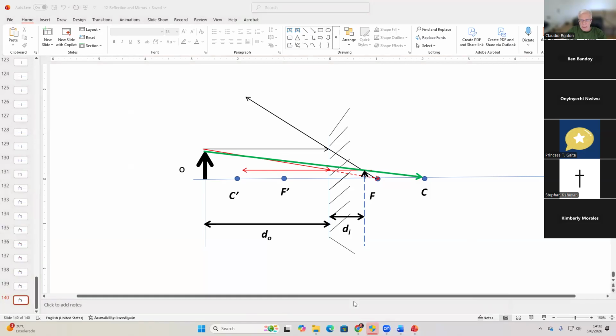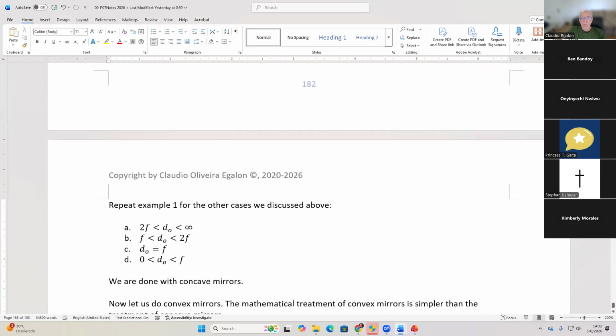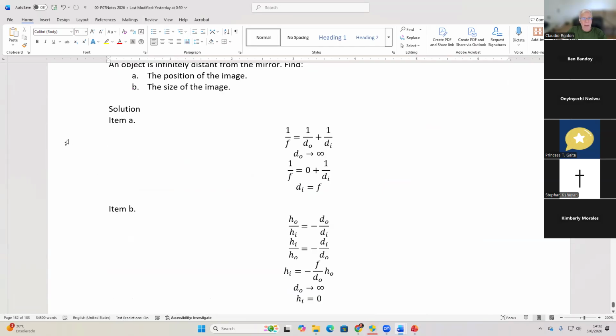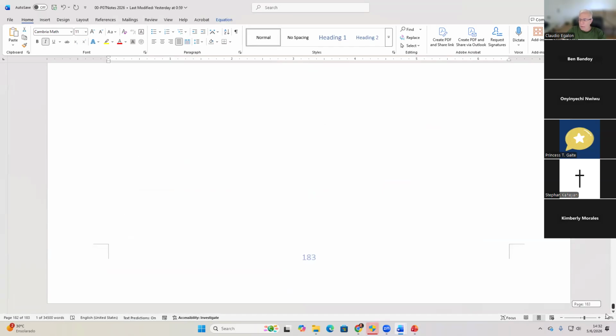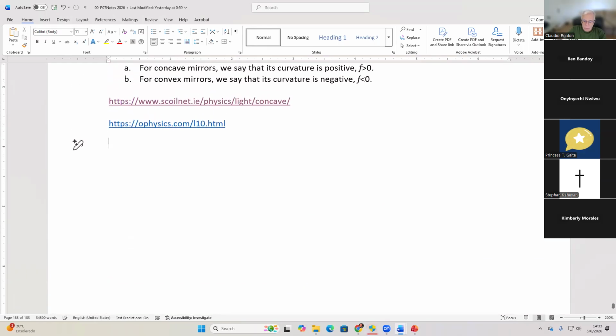Let's get the notes. Now I'm going to show you how you apply the equation for the concave mirror, for the convex mirror, how to use the equation for the convex mirror.